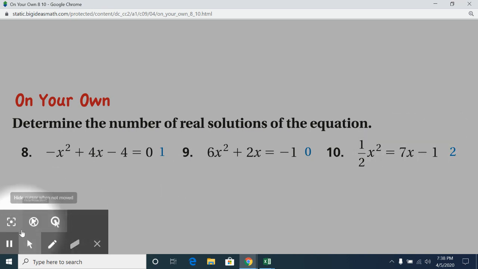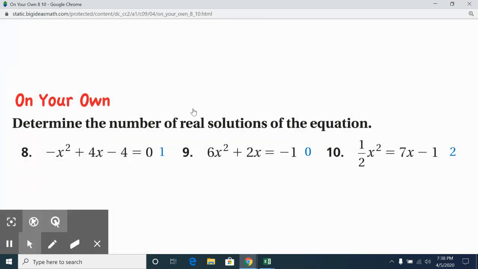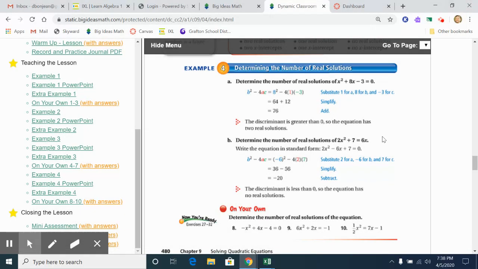So again, the lesson's as simple as that, or the method I wanted to look at today. Using the discriminant is as simple as that. We're just plugging in the numbers to b squared minus 4ac and seeing if it comes out to be a positive, if it comes out to be 0, or if it comes out to be a negative, and that determines our amount of solutions for each equation.